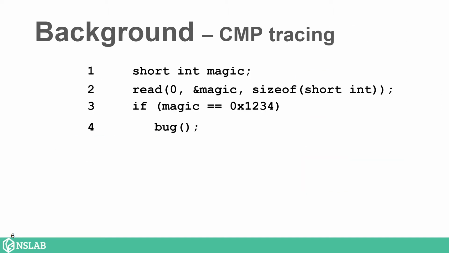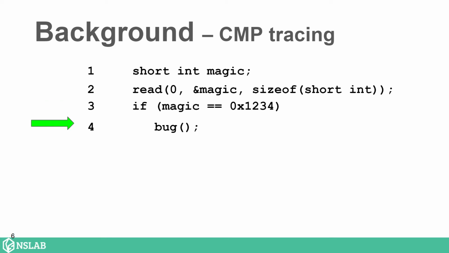To show the strength of libFuzzer, we choose to explain some of its advanced features that are not yet fully adopted by other fuzzers. The first one is CMP tracing. Take the code snippet as an example. In line 2, this program will read in a short int into the variable magic. Then in line 3, it will compare it with the magic number. If they are equal, then the bug will be triggered at line 4.